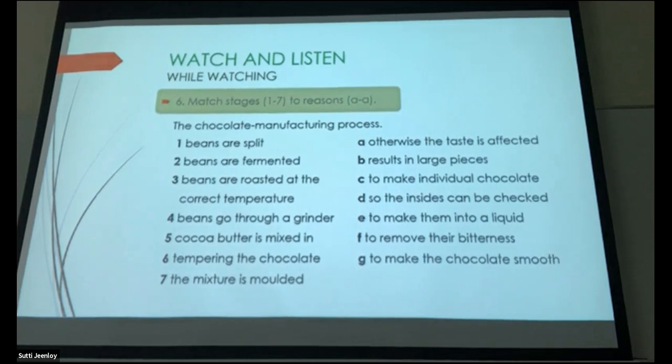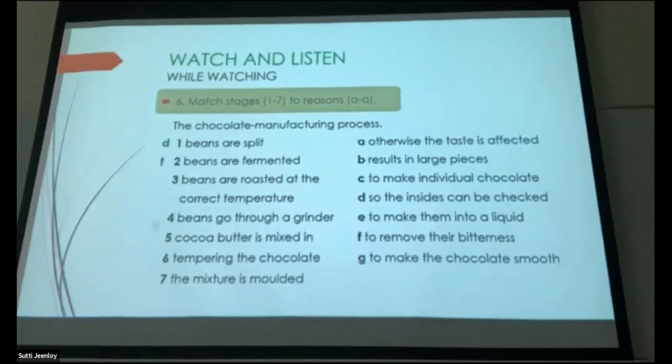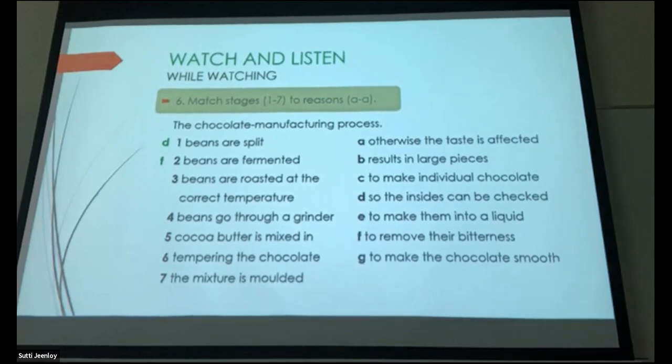Right, beans are split so the insides can be checked. Number 2. Beans are fermented. Is it this one? To remove the bitterness, right? Beans are fermented to remove their bitterness, right? Beans are fermented to remove their bitterness.